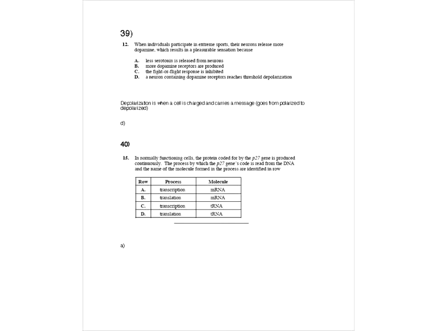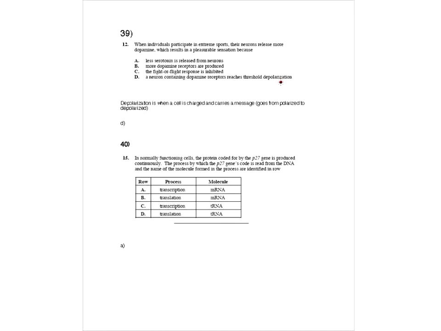Okay, this question says, when individuals participate in extreme sports, their neurons release more dopamine, which results in a pleasurable sensation because, okay, well what's going on is, so neurons are releasing dopamine, so that's a neurotransmitter, and that's going to somehow cause some sort of a cell to be excited, right? What causes a cell to be excited? That's when depolarization occurs, going from polarized to depolarized, and so that's going to be a neuron containing dopamine receptors is going to reach threshold depolarization. Okay?